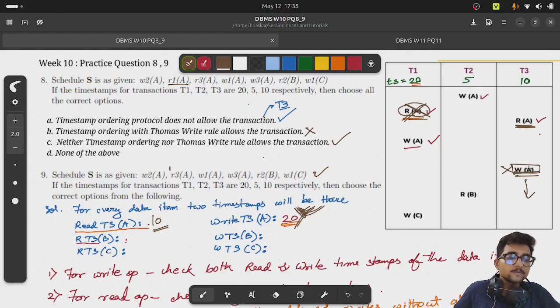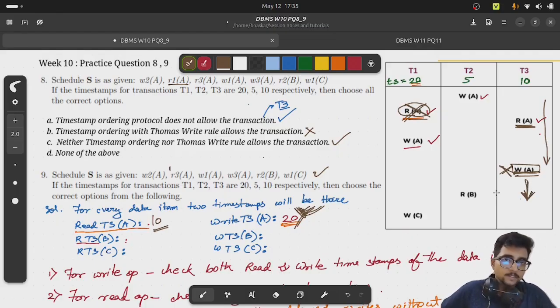Just because of this write, I would be going for a rollback, and then everything will have to be executed again from the start. So why? Just ignore this write and move ahead with the other instructions in the transaction. So it increases the concurrency, reduces the time for rollback and all of that. So that's why Thomas Write rule is a performance improvement on timestamp ordering protocol.